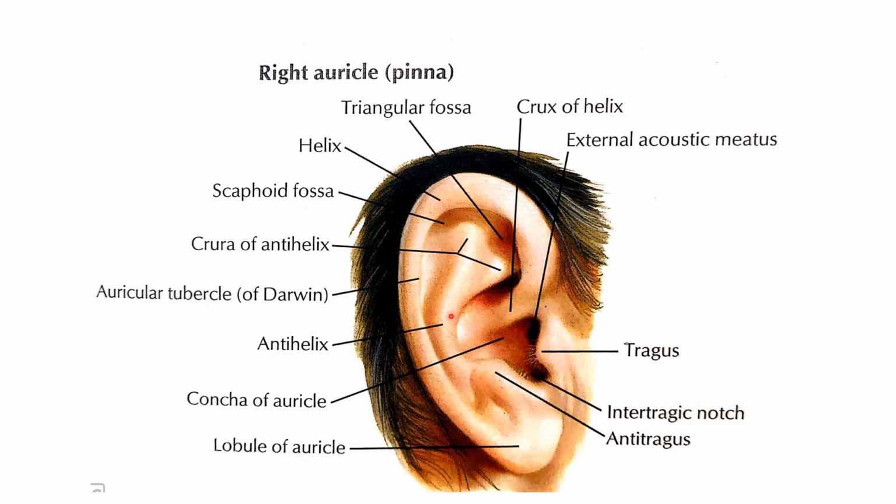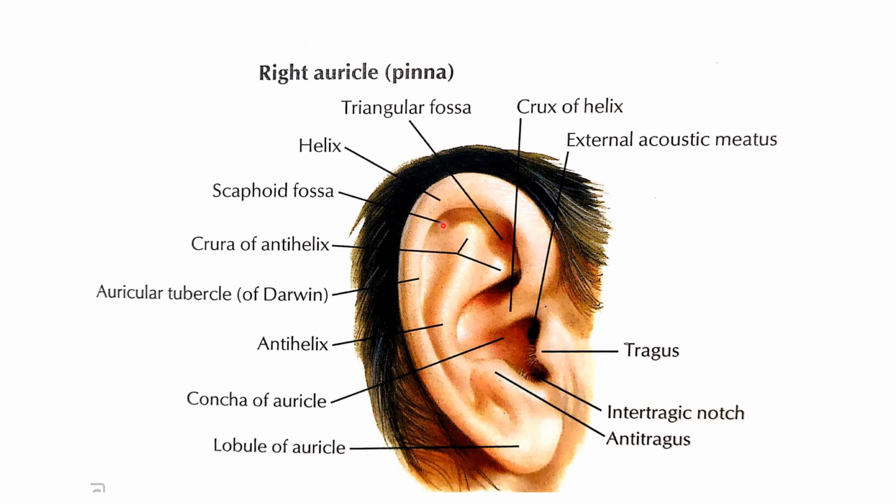Now when we trace the antihelix above, it divides into two crura. These two crura enclose a depression that is called the triangular fossa. So this is the triangular fossa, enclosed between the two crura of the antihelix. And the narrow gutter between the helix and the antihelix is the scaphoid fossa.